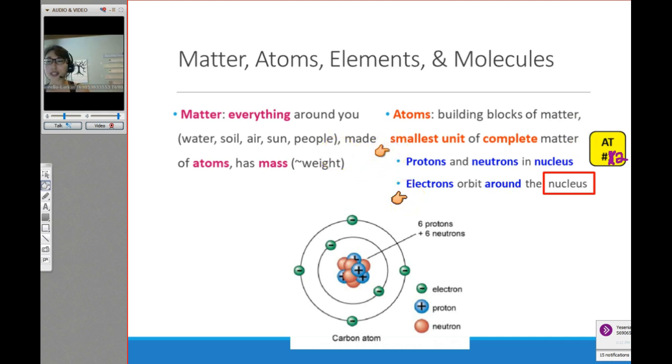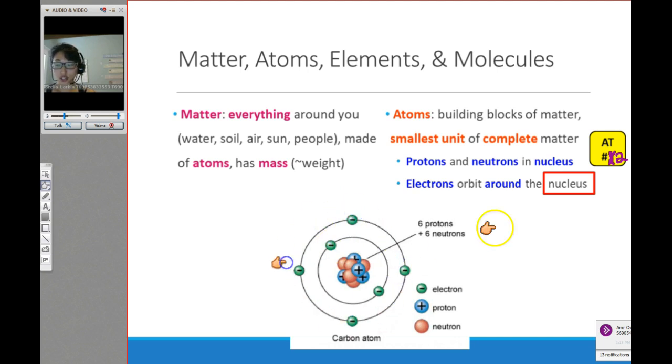Okay? It's the smallest unit of complete matter, which means if matter, for example, is the building made up of a bunch of bricks and stuff, an atom would just be a single brick. Smiley faces if that makes sense. So matter is the whole house, an atom is just a single brick. Okay, it's a single building block. It's the smallest unit of complete matter. It's made up of protons and neutrons in the center, which is called the nucleus, and electrons orbit around the nucleus. So you can actually see here they orbit around the nucleus.